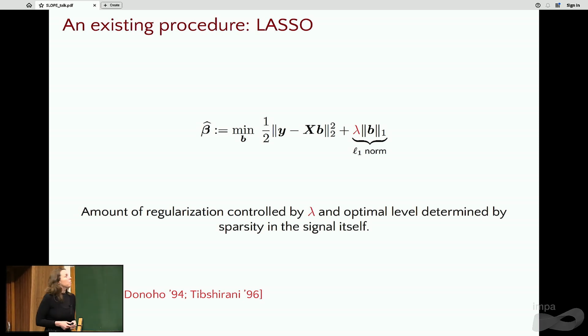So there are some limits to lasso. For example, if we want to find the optimal amount of regularization, the optimal lambda in order to perhaps minimize your mean square error, you need to know things that you wouldn't know in practice, like the actual sparsity in the signal and these sorts of things. And so one of the motivations for SLOPE was to get around this aspect of things.